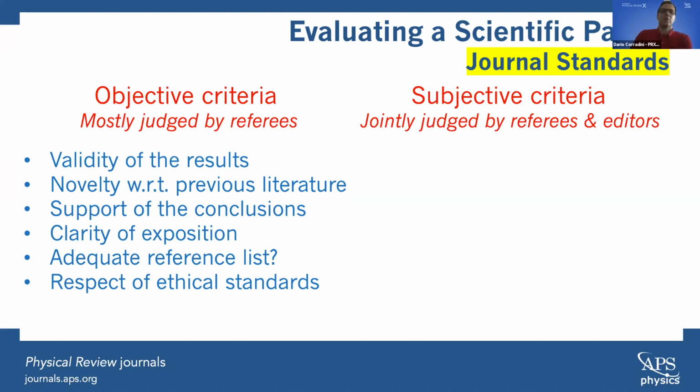Yeah, thank you, Donovan. So I'm going to talk about how to evaluate a scientific paper, or if we want to rephrase, what editors are looking for in a referee report. Evaluating a paper contains both an objective and a subjective component. Let's start with the objective component, because it's the easiest, since it is common to most journals, and it's mostly the referee's responsibility.